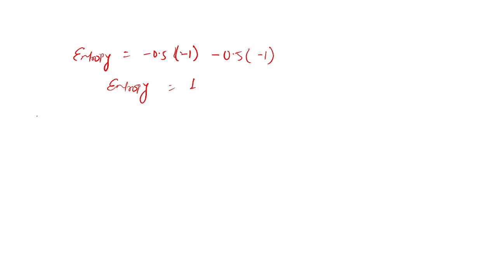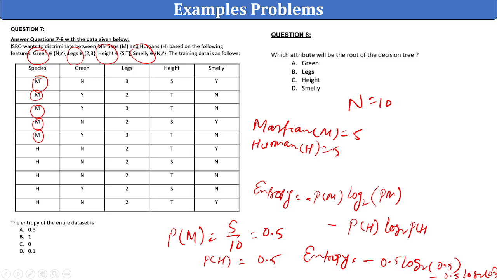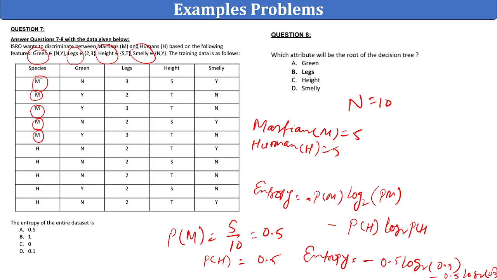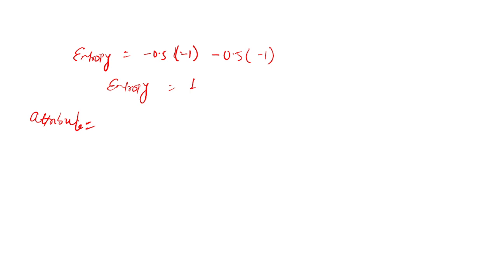Then we'll take the attribute. First we have to do it for green, then legs, then height, then smelly. Then whichever has the Gini index low will be the attribute for the root of this tree. But this is not the way we are calculating Gini index. We are calculating entropy, so we will look for the highest entropy value, because entropy is a measure of disorder. First we'll go with green. I'll just solve it.